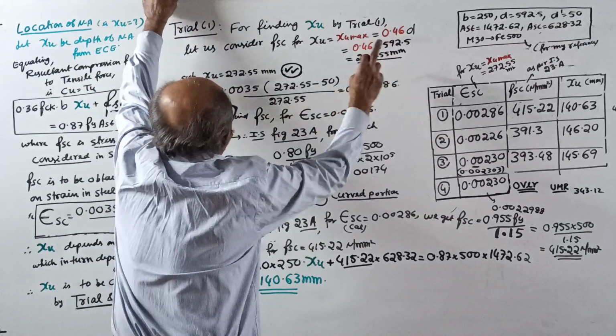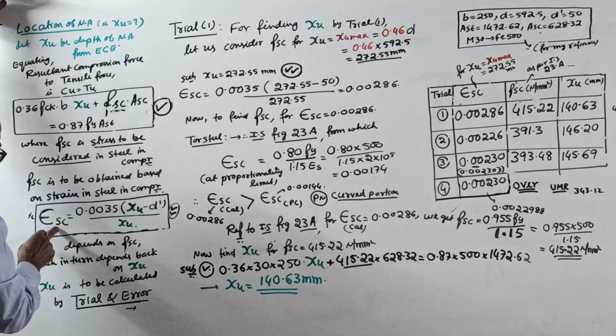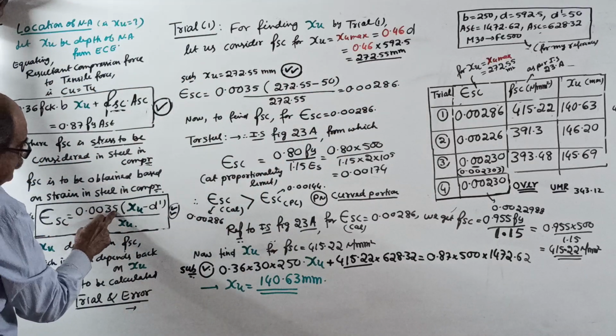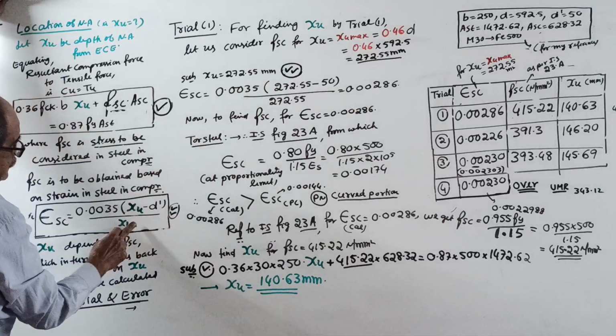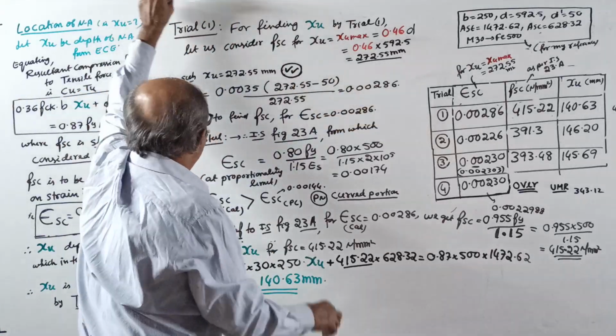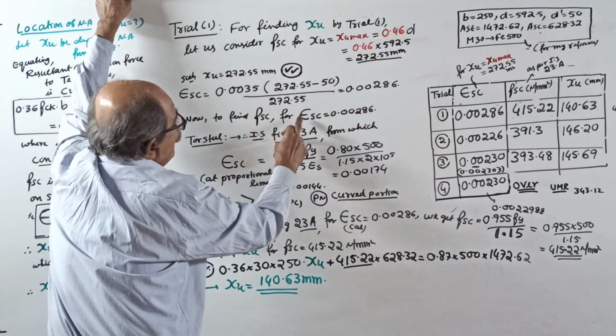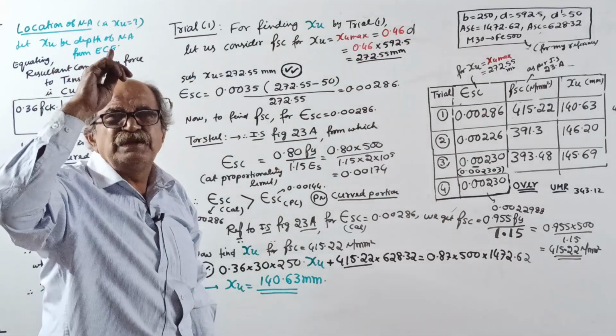Calculate 0.46 into d. Now substitute this xu here: epsilon sc equals 0.0035 into (xu minus d dash) by xu. Substituting, you get 0.00286. Now we have to find fsc for epsilon sc 0.00286. This is thoroughly explained earlier.